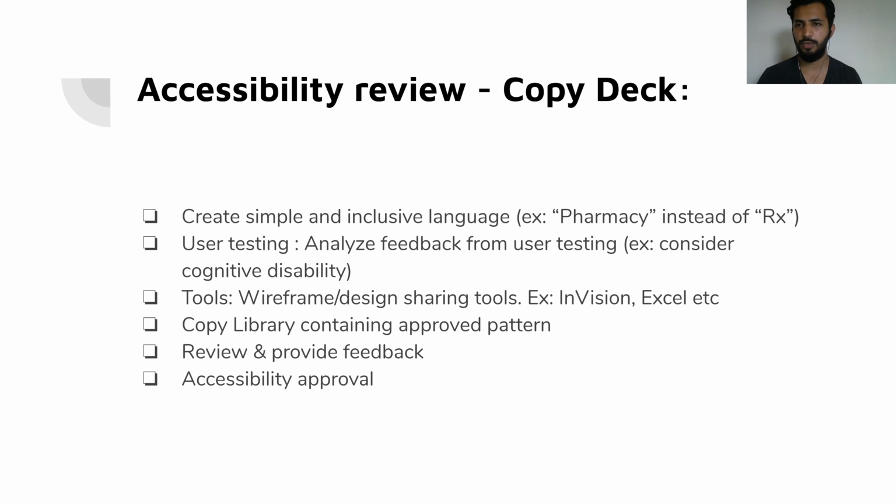What kind of tools can we use to make sure of the copy deck? It's basically the same tools that we use to share our copy deck with multiple stakeholders, for example InVision, Excel, etc. And also having a content copy library for certain accessibility-approved patterns can really be helpful. So for a bigger organization, having their own library means when putting out a similar kind of product to market, they can always refer back to that library and come up with a similar type of language which is already approved for accessibility.